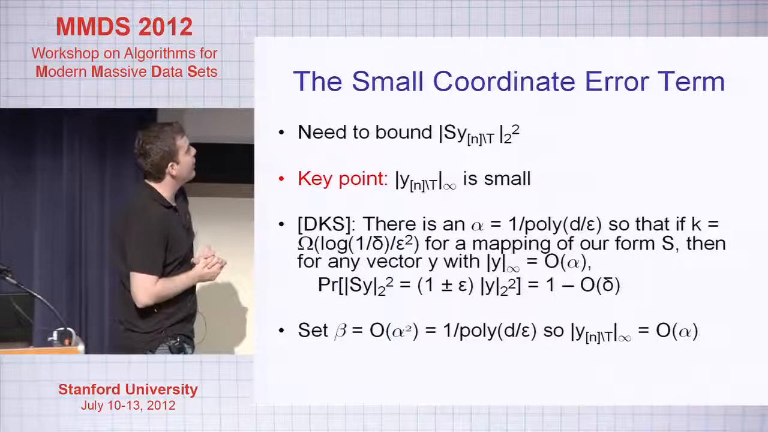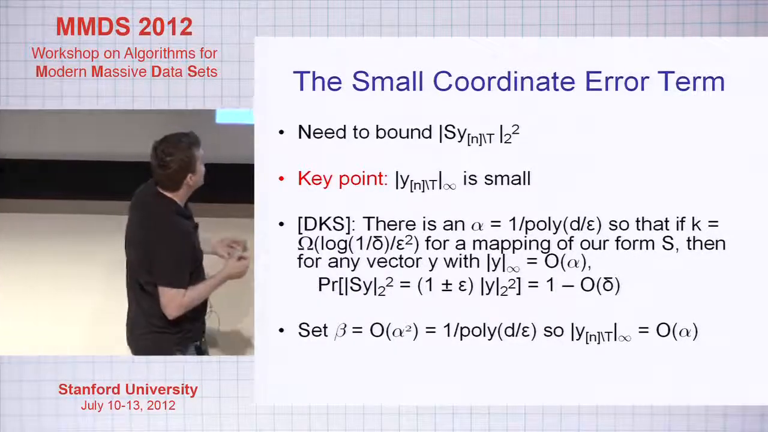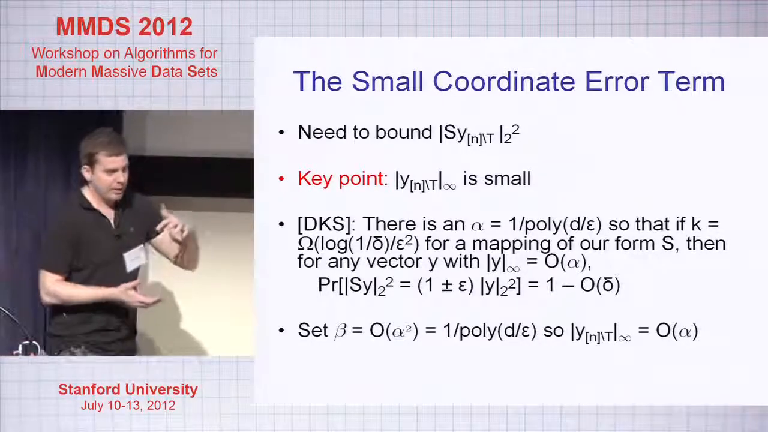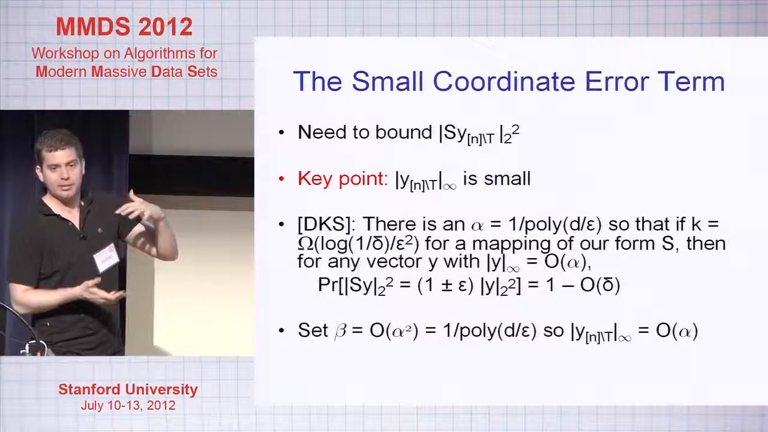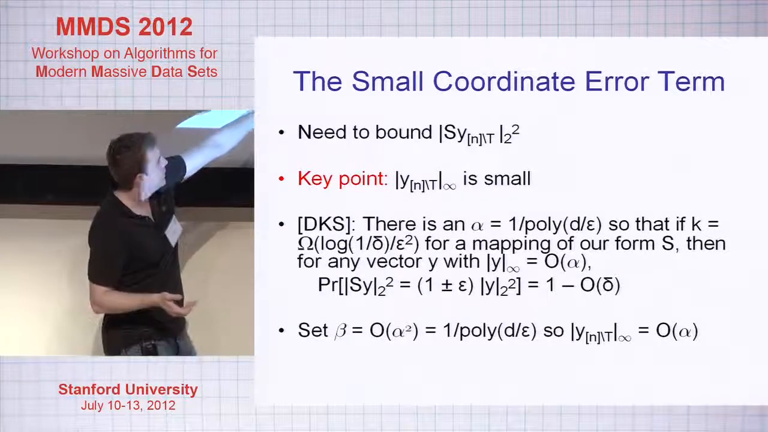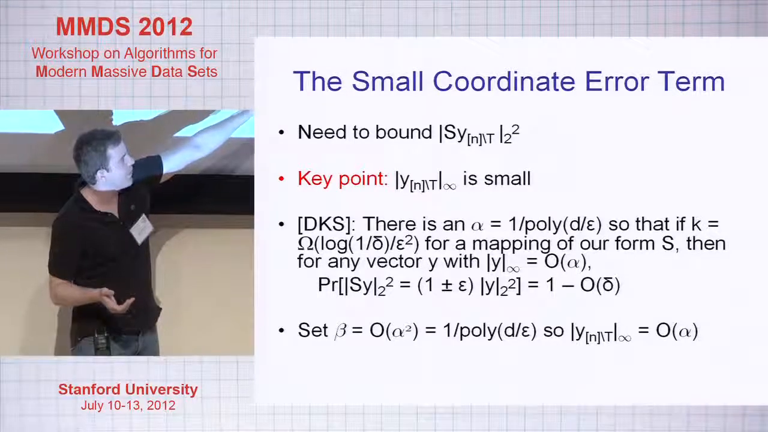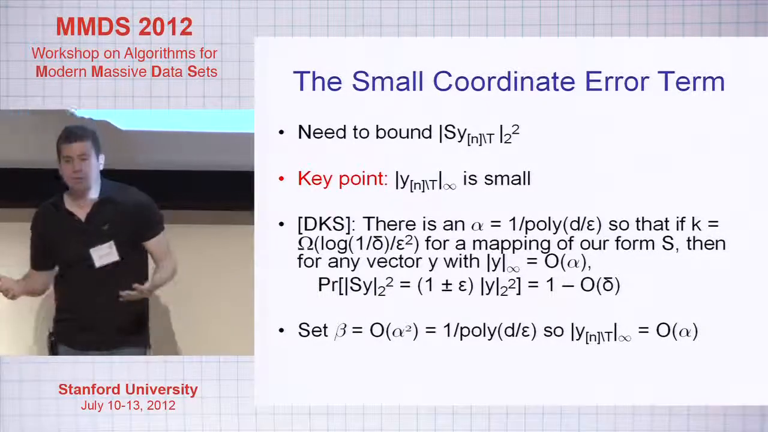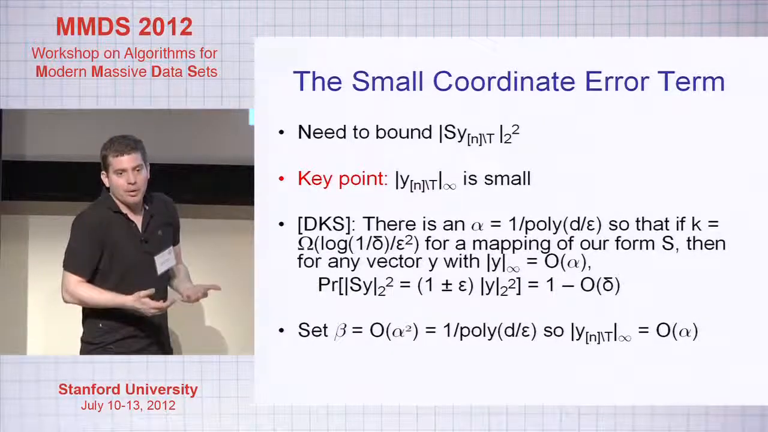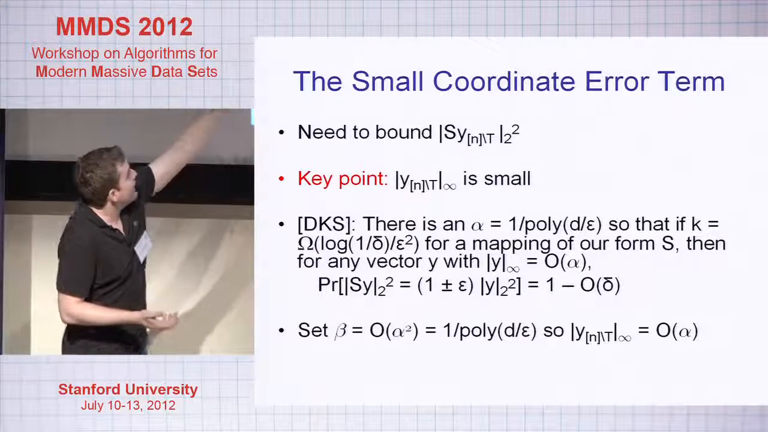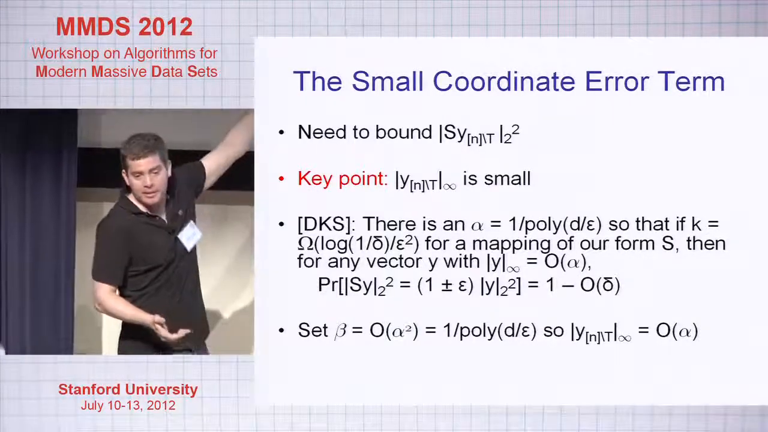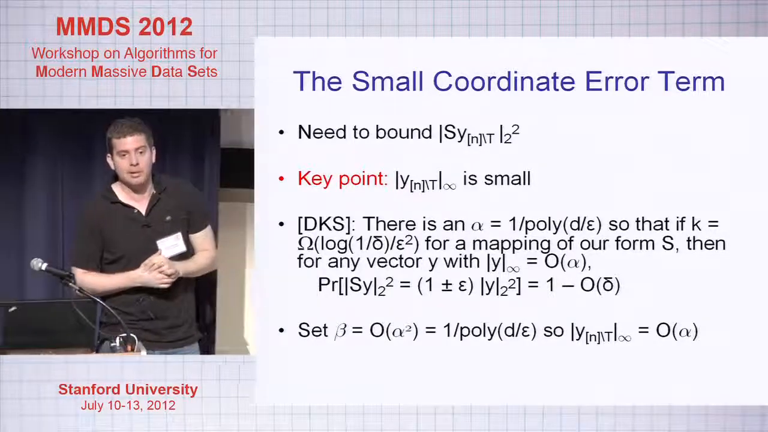So, if we set our parameter beta, so we recall that T is the set of coordinates which could ever be at least root beta. If we set beta to be order alpha squared, which is 1 over poly d over epsilon, then actually the infinity norm is at most order alpha. And so y sub n minus T has infinity norm at most order alpha, so we can directly apply this theorem of Dasgupta, Kumar, and Sarlos.